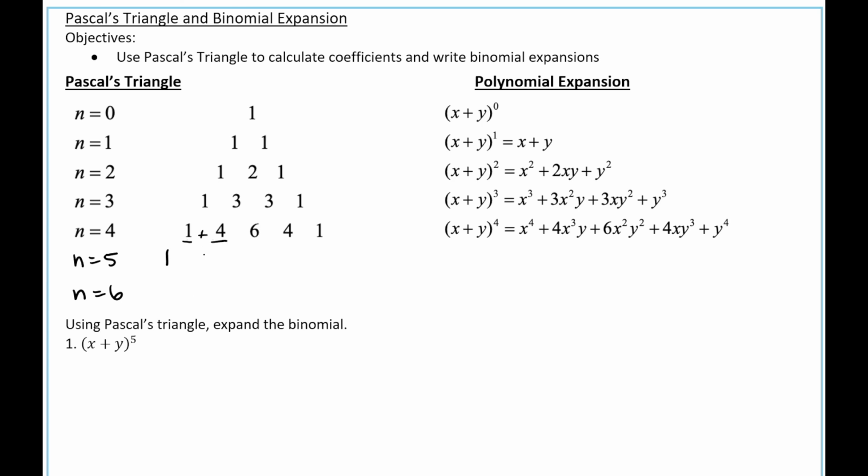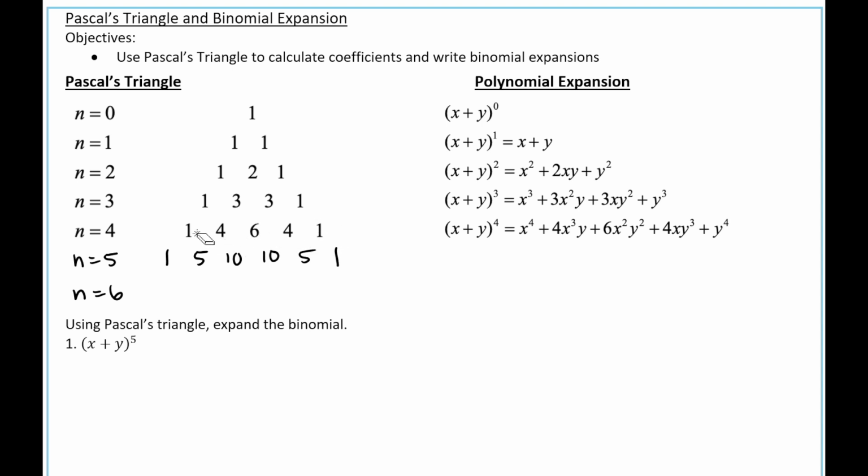If I do 1 plus 4, that gives me 5. 4 plus 6 is 10. 6 plus 4 is also 10. 4 plus 1 is 5, and then I'll end with a 1.